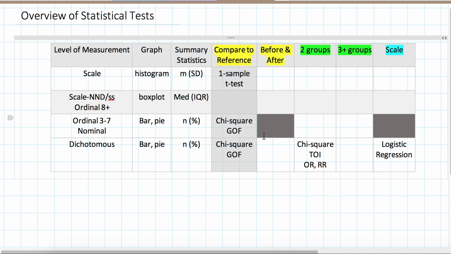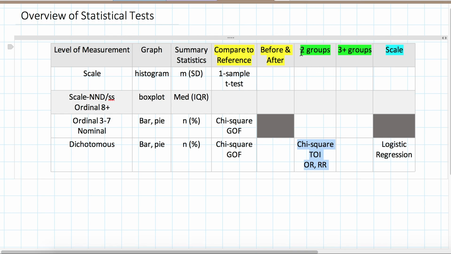So we've also learned, especially now that we've started talking about case control studies and cohort studies, the chi-square test of independence. That's what TOI stands for. So the chi-square test of independence, and specifically also the odds ratio and the risk ratio. All of those can use what a lot of people would consider to be a 2x2 table.